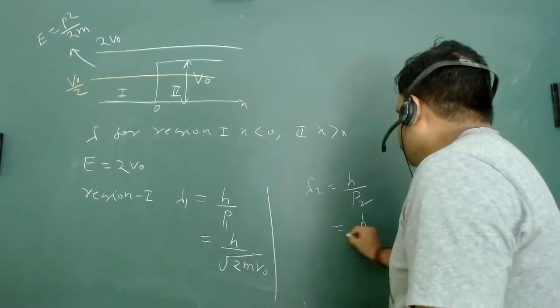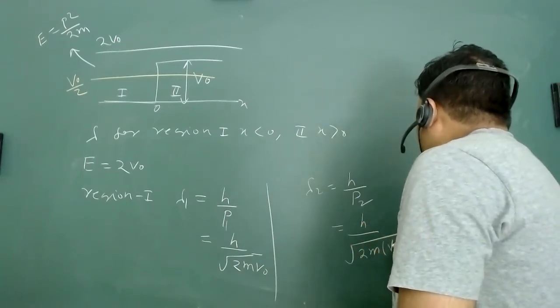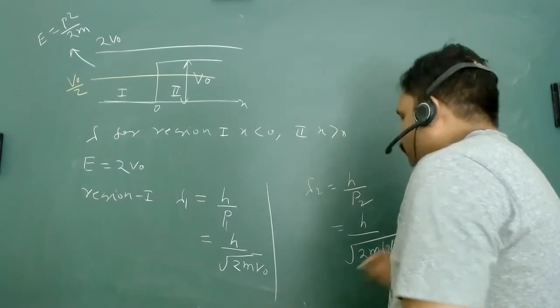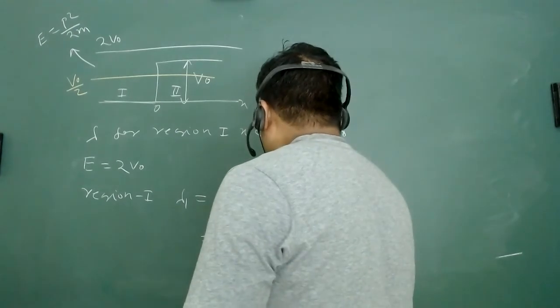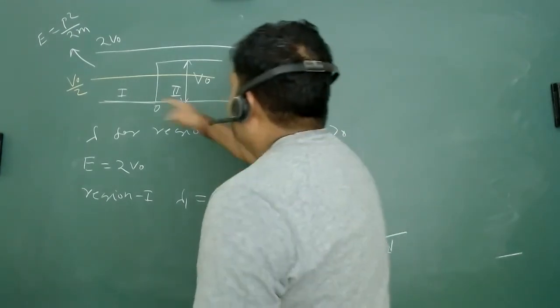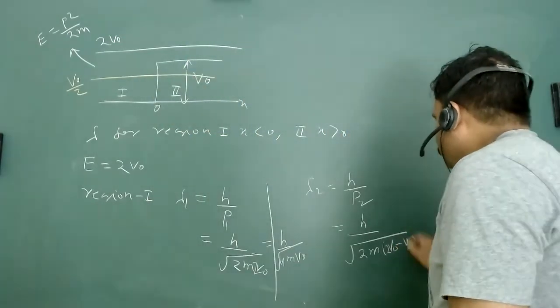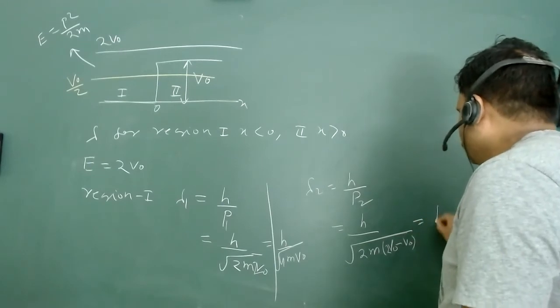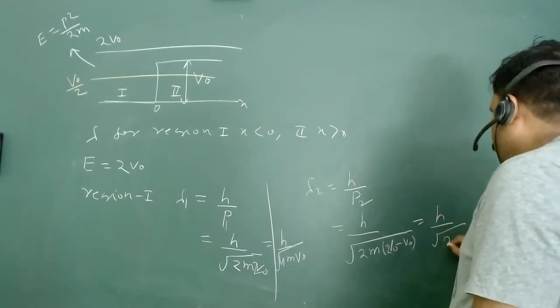What will happen? p2 is equal to root under 2m, and this will be 2m into 2V naught, so this will be 4V naught actually. So h upon root 4mV naught, because I have taken the energy as 2V naught, so 2V naught minus V naught. So this will be actually h upon root under 2mV naught.